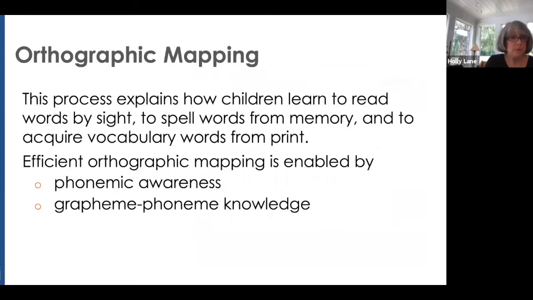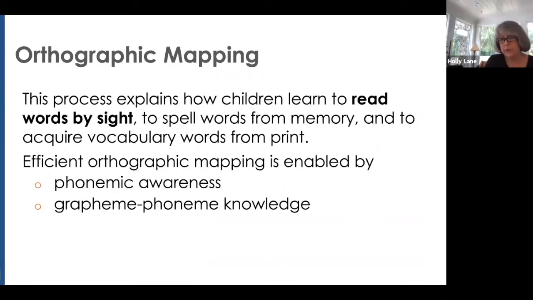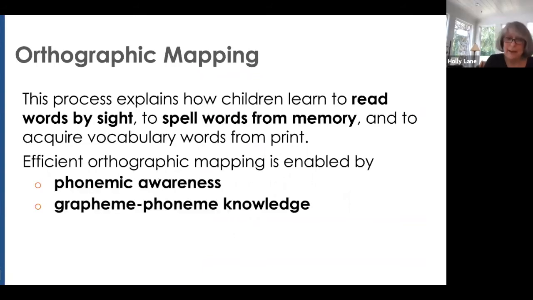All of this contributes to a mental process called orthographic mapping. This process explains how children learn to read words by sight, how they spell words from memory, and how they can acquire words from print. Efficient orthographic mapping, or the connection between graphemes and phonemes, happens when we have phonemic awareness and grapheme-phoneme knowledge, and then we practice through decoding and encoding word work.